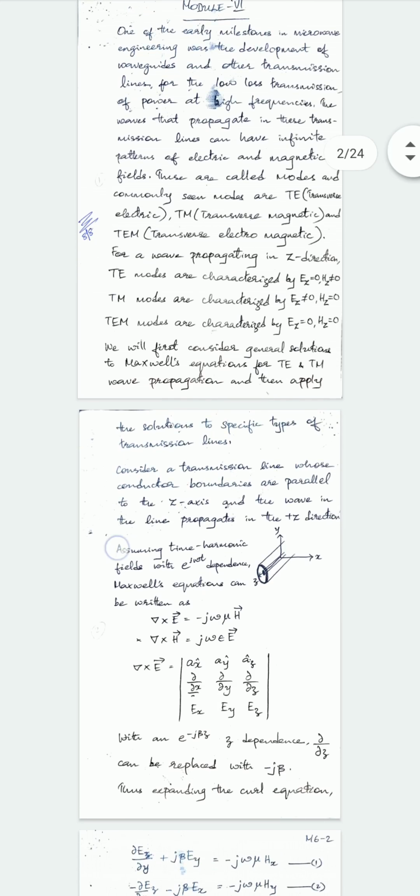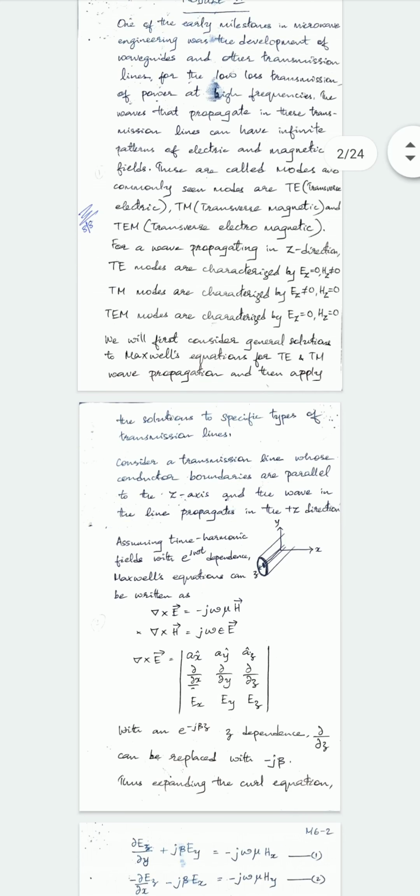First we will consider the general solution to Maxwell's equations for TE and TM wave propagation, and then apply the solution to specific types of transmission line or waveguide. So first we need to obtain the general solution. After that, using that general solution, we can find the TM or TE modes of any waveguide.